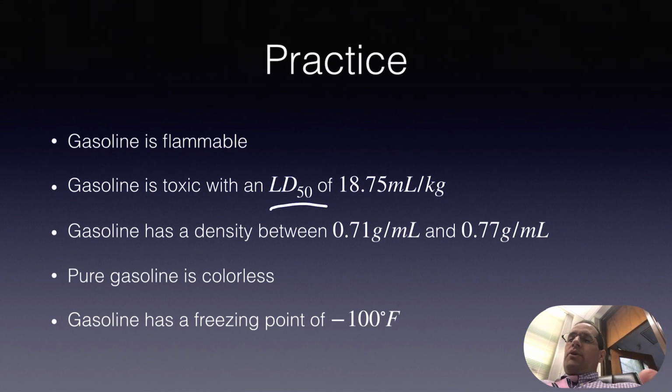Point number 3, gasoline has a density between 0.71 grams per milliliter and 0.77 grams per milliliter. Pure gasoline is colorless. Gasoline has a freezing point of minus 100 degrees Fahrenheit, okay? So for each one of these points, say if they're a physical or a chemical process.